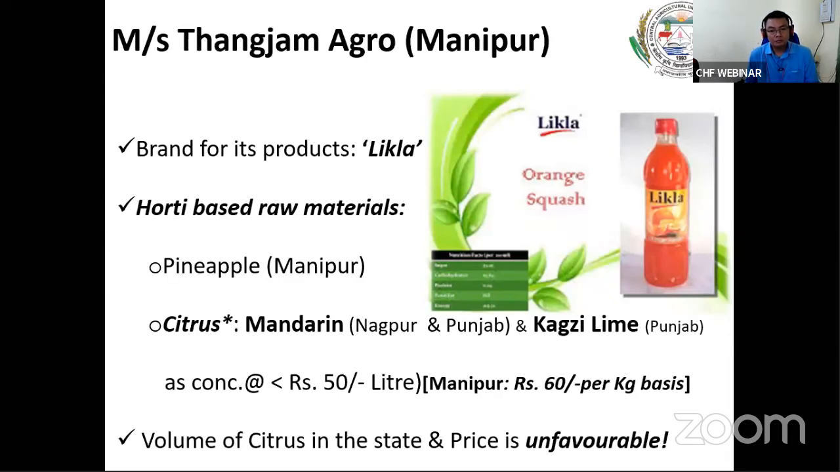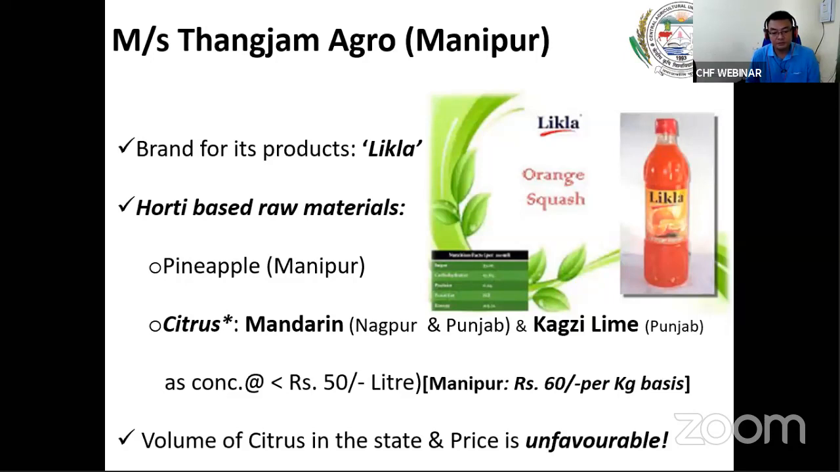Let me share one of the experiences of the promoter of Thangjam Agro. He was an entrepreneur in the beginning, an agripreneur, but now this is coming up to the stage of an agro industry. What he finds is that he cannot purchase mandarin that is found in the state as well as the nearby states in the region because it is expensive for him. Instead, if he manages to purchase Nagpur mandarin or Punjab Kinnow mandarin, they are cheaper for him, getting even less than rupees 50 per kg, while he is paying more than rupees 60 per kg from a district that is adjacent to his own location of Imphal East.